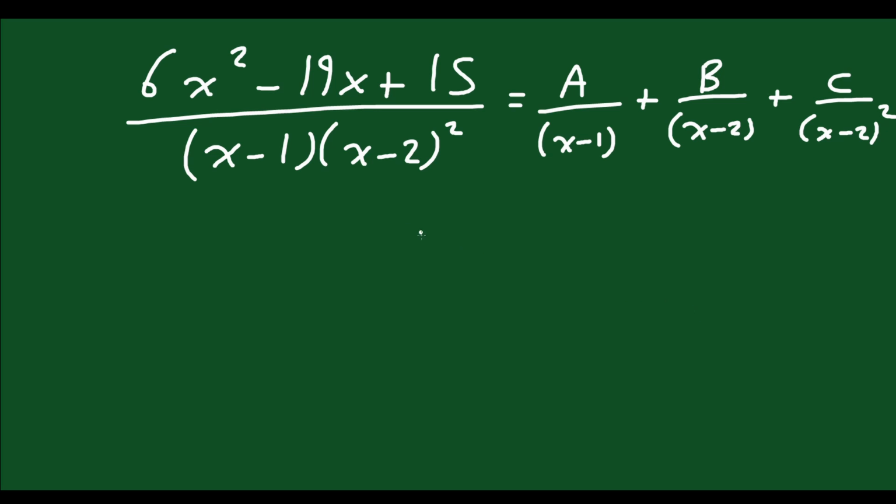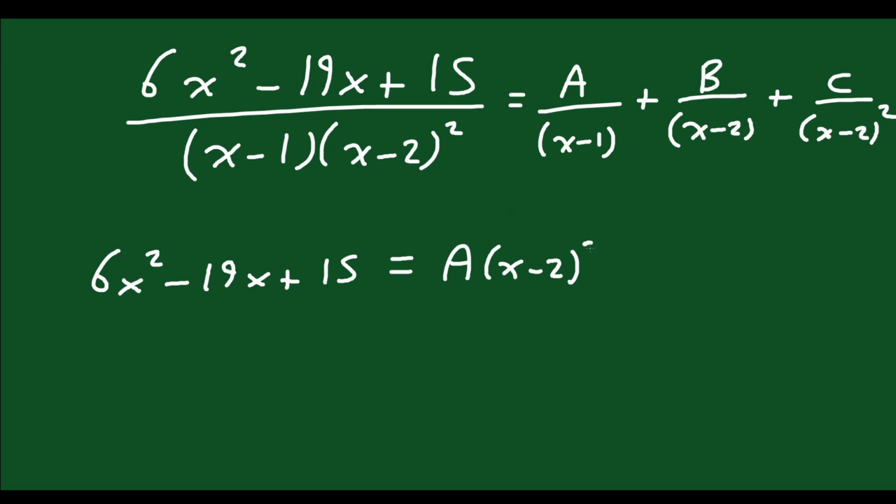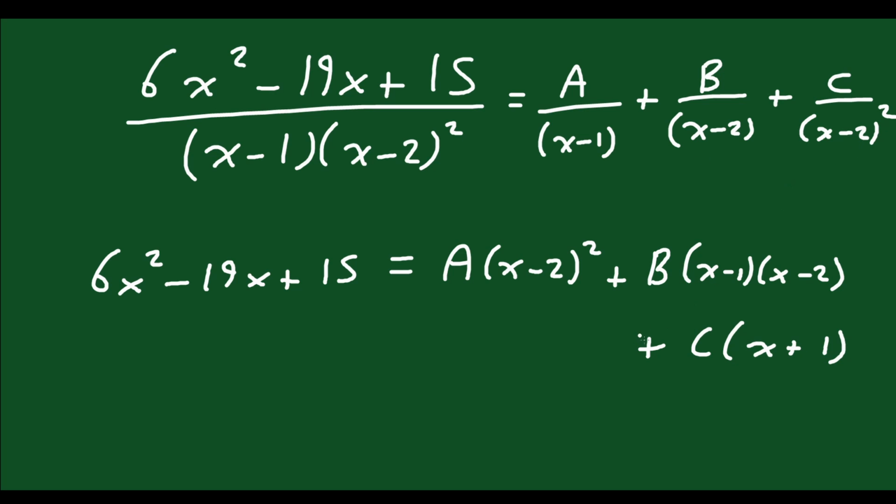So what you do to start is we're going to multiply everything here by x minus 1 and x minus 2 squared, okay? Because that will clear our denominators. So you'll have 6x squared minus 19x plus 15 is equal to multiply a over x minus 1 by x minus 1, x minus 2 squared. And you're going to end up with a times x minus 2 squared because the x minus 1 and x minus 1 will cancel. Then you'll have b times x minus 1, x minus 2, and then you'll have c, I'm just running out of space so I'm putting it down here, times x minus 1 because the x minus 2 squares will cancel, okay?